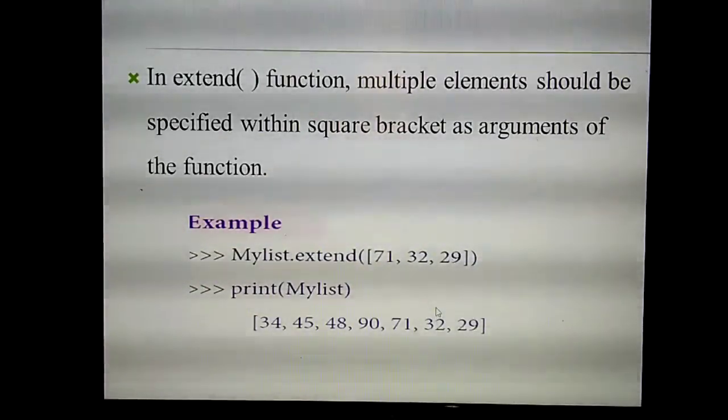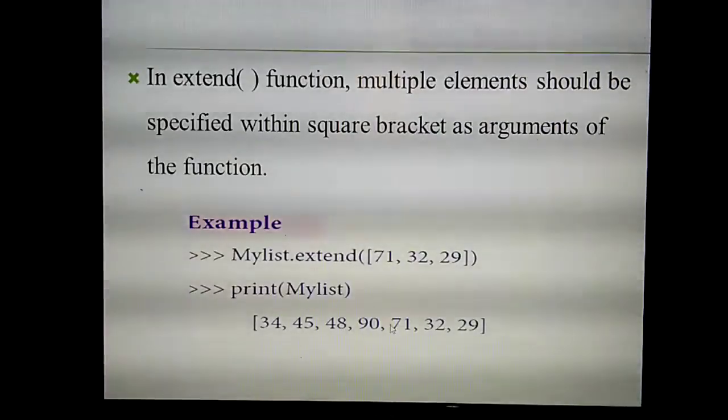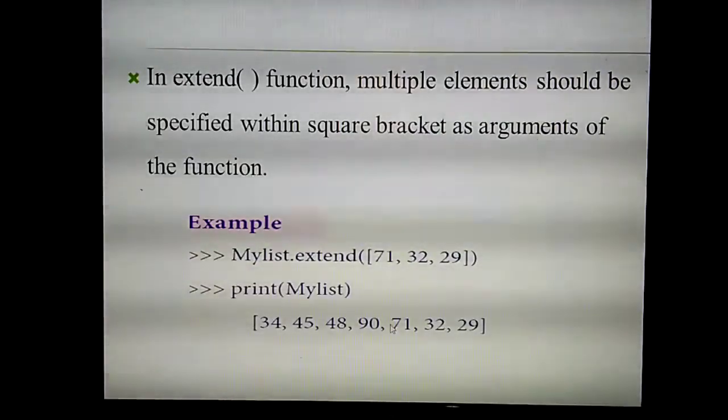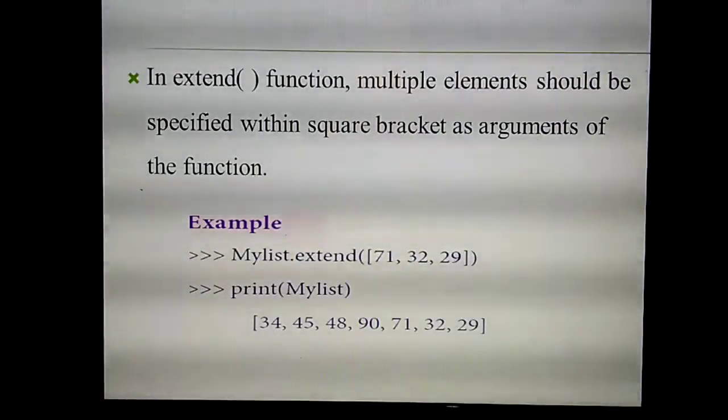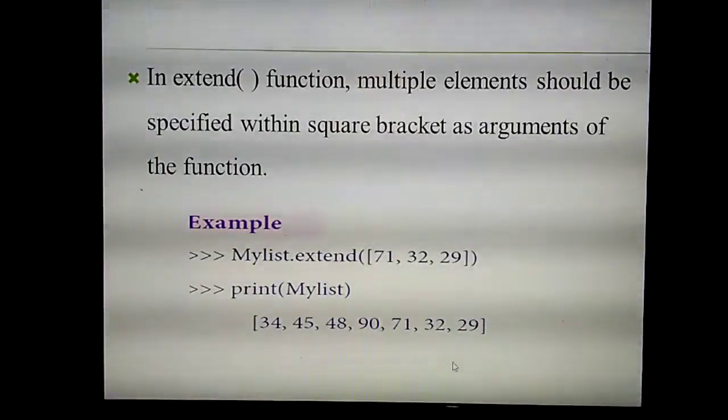Next you are going to print the list. So print my list. See the output. Already in the list the elements 34, 45, 48, 90 are there. Along with these elements, these 71, 32, 29 are also added to the list. So understand the difference between append and extend.